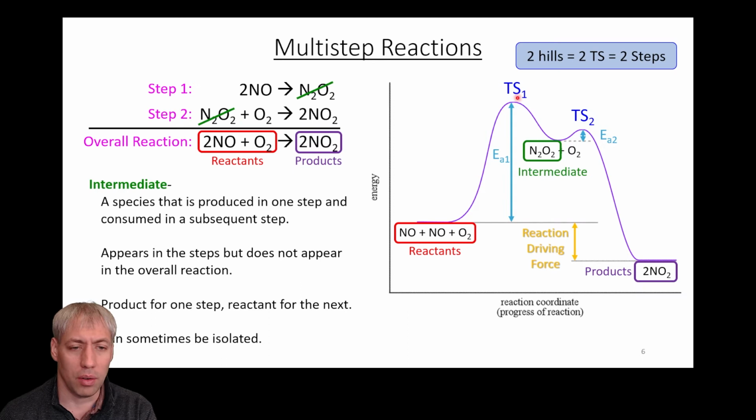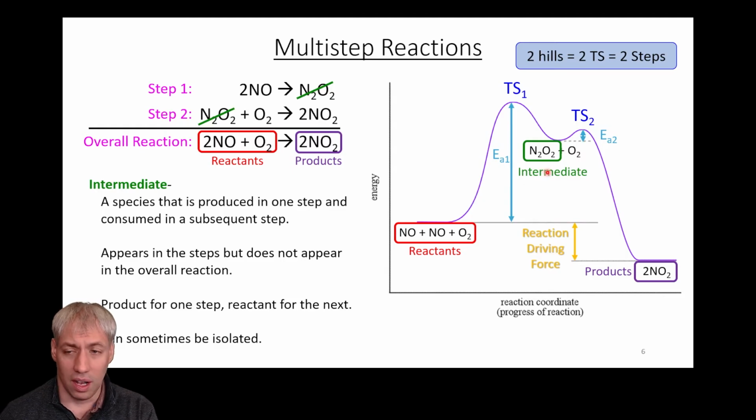When you go up over the hill, transition state, down to a valley, you generate what we're referring to as an intermediate. This N2O2, it's in this dip. It is the product of the first step. It is a reactant in the second step. Again, it appears in the steps, but not in the overall reaction.